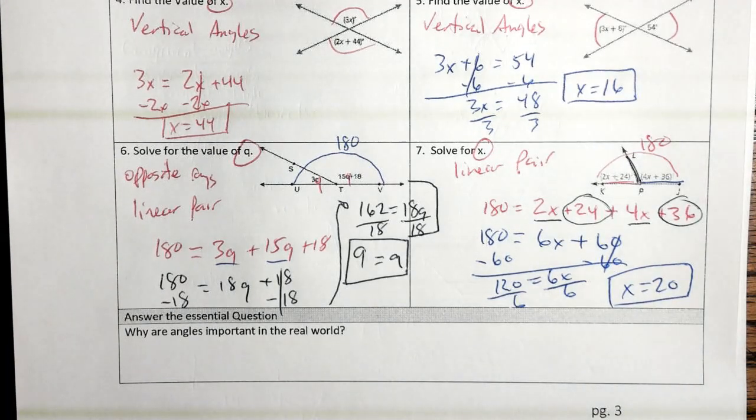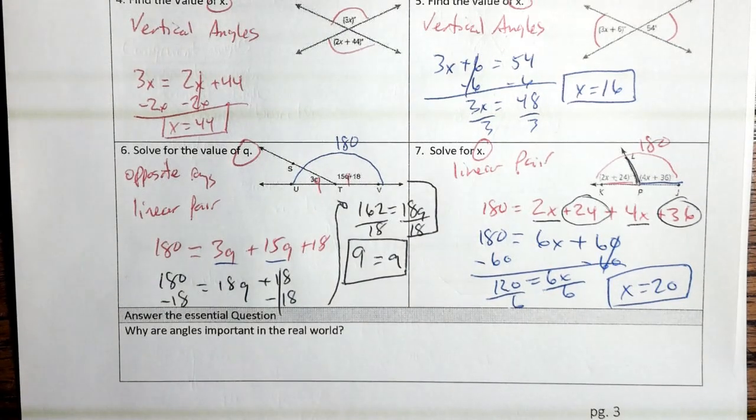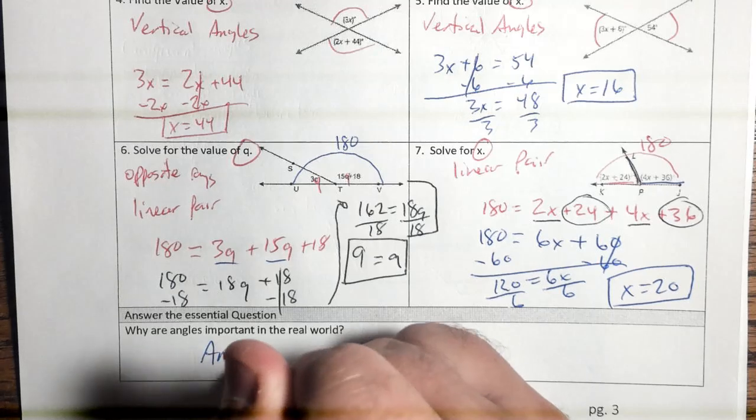Alright, bottom of page 3, it asks us to answer the essential question. Why are angles important in the real world? And if you look around, whether the classroom, wherever, anything you can build in the world requires the use of angles. Angles make up our doors, they make up our buildings, our floors, our windows, you name it. So anything you can build.